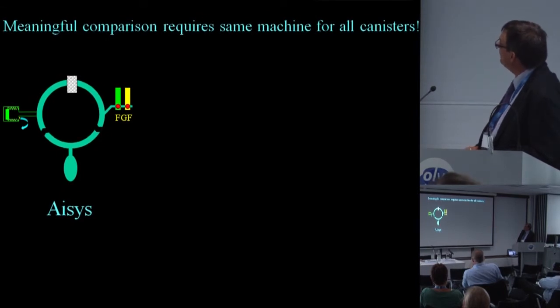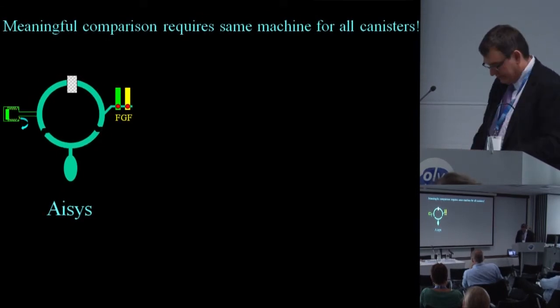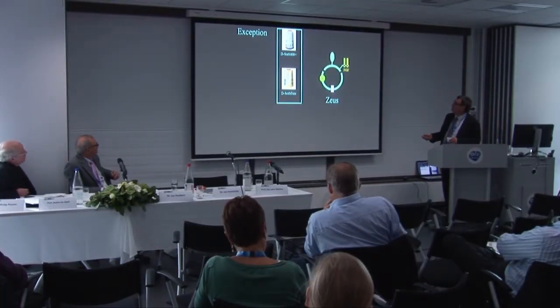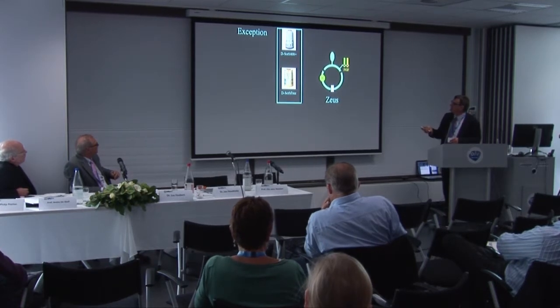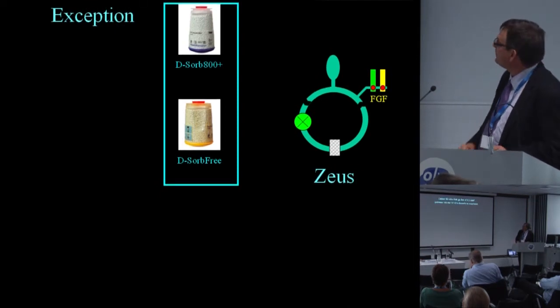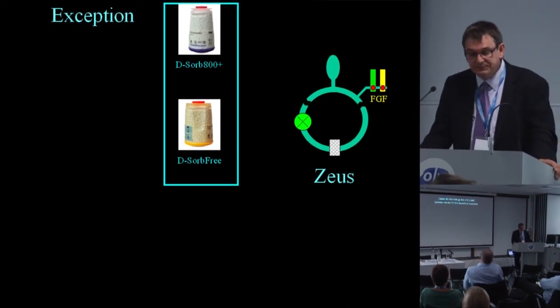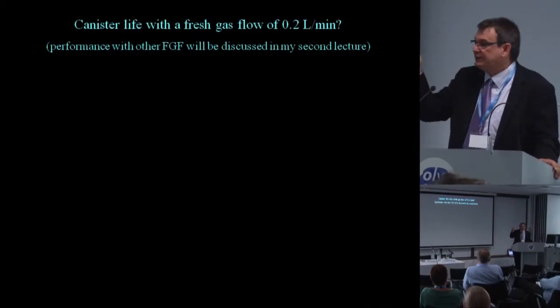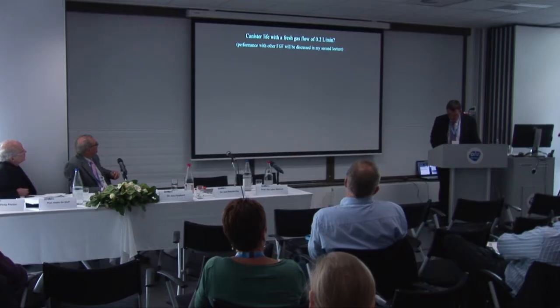Meaningful comparison requires same machine for all canisters. So what we did was we used the ACE for all of them, except for this one, of course. This one is used with the Zeus. So you cannot directly compare the results later on of this with the other products because they were tested with a different anesthesia machine. Now, what's the canister life when we use closed circuits? And I define this as 0.2 liters per minute. I will focus on the 0.2 here. In my second lecture, I will give you the performance over the entire fresh gas flow range.